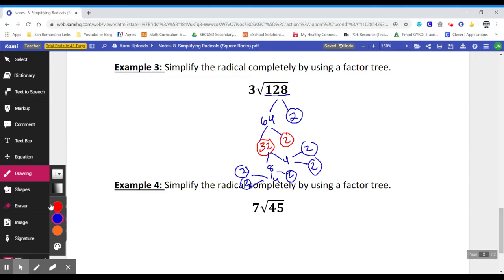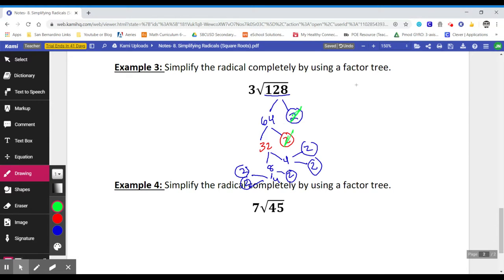I circled all my endpoints with the exception of that 32. That should not be circled because that is not the end of my factor tree. So sorry about that. So I'm only circling the ends of the factor tree, the stuff that I cannot break up anymore. So once I have that, now all I got to do is look for pairs. So go back to the circles and then just look for pairs that match up.